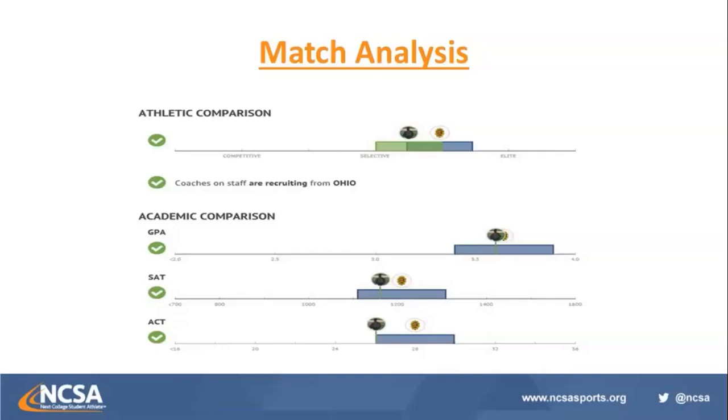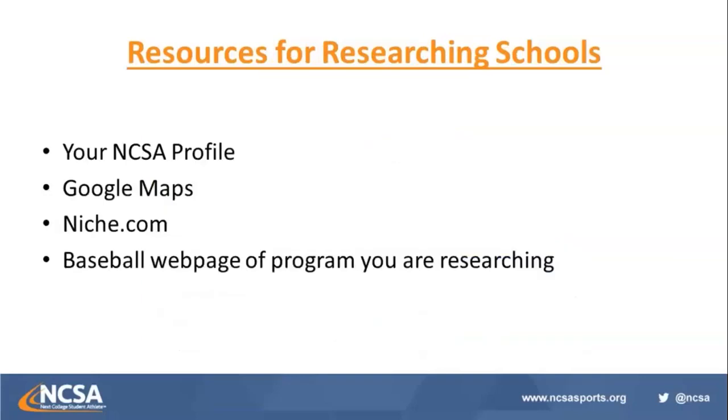Utilize this, guys. This is still super important when you're looking at out-of-state schools, so make sure you're checking the match analysis with each school as well. And make sure that you have several tabs open. So your NCSA profile, Google Maps, so you can see how far away these schools are and what cities they're close to. Niche.com for your academic research and digging a little bit deeper into the schools. And then make sure you have an open page so that you can research the programs and the rosters and the schedules and all those things as well.